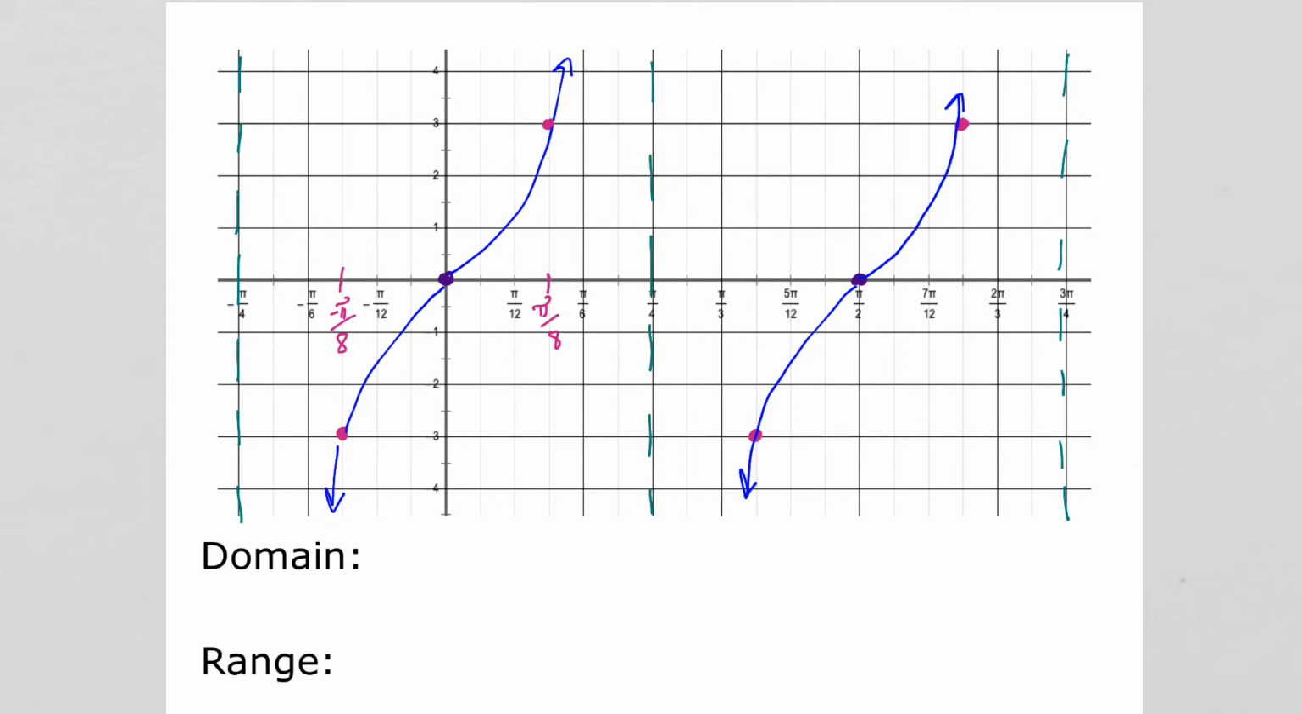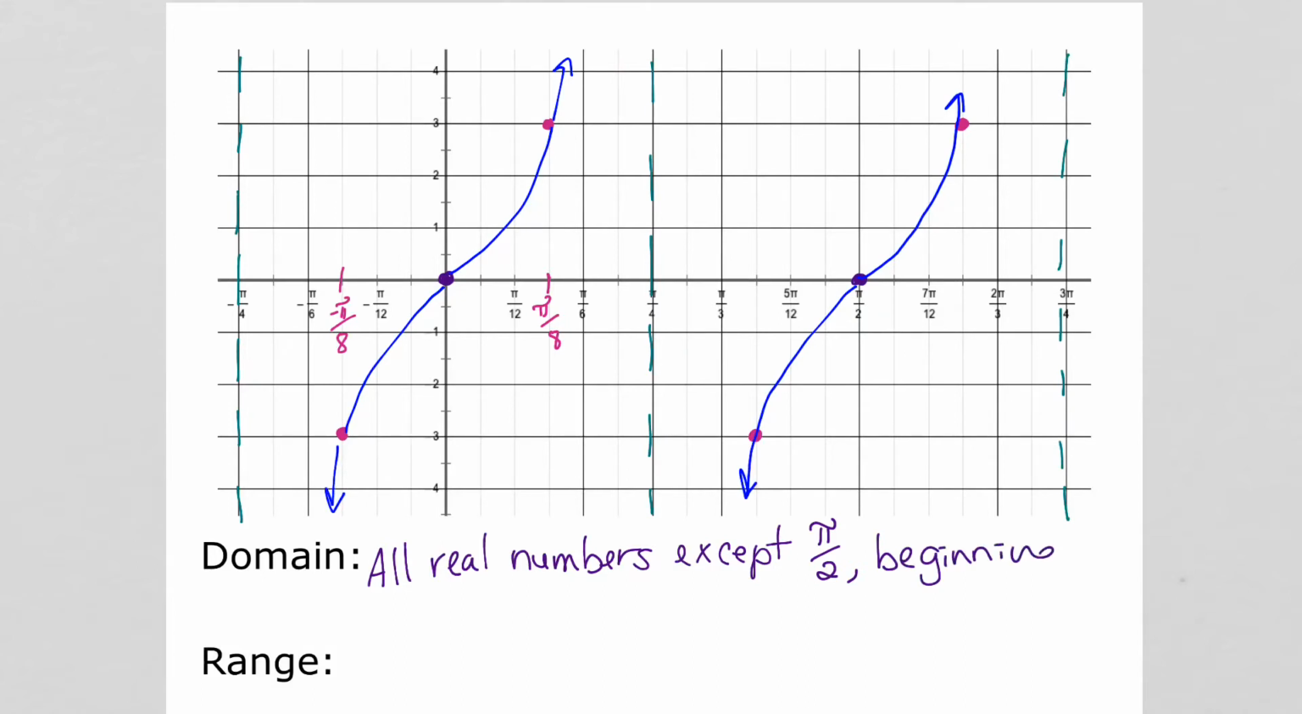The domain would be all real numbers except the period, which we said was negative pi over 4 to pi over 4, so pi over 2, beginning with one of the asymptotes. So I'm just going to start at x equals negative pi over 4 because that's the one on my graph. And then the range, again, is negative infinity to infinity.